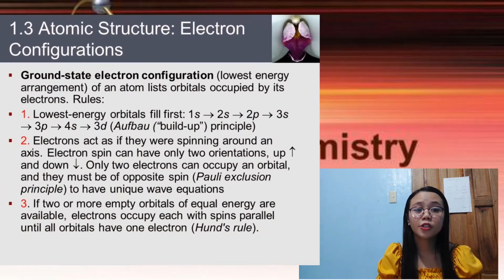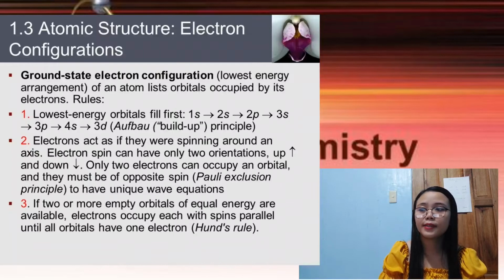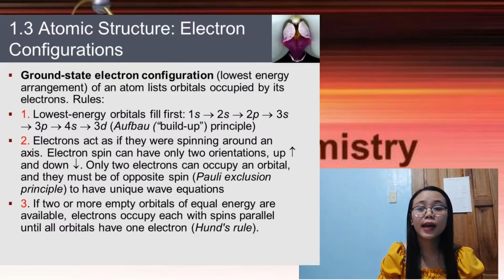The atomic structure: electron configurations. Ground state electron configuration is the lowest energy arrangement of an atom, with the orbitals occupied by its electrons. Okay, there are 3 rules. The first, lowest energy orbitals fill first: 1s, 2s, 2p, 3s, 3p, 4s, and 3d. This is the Aufbau, or build-up, principle.